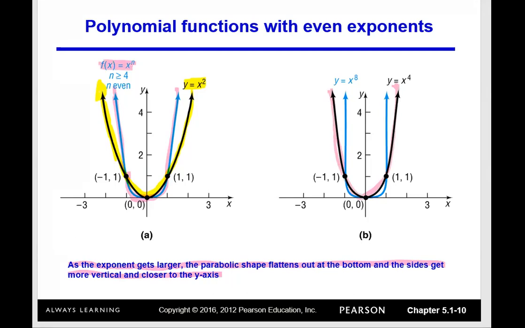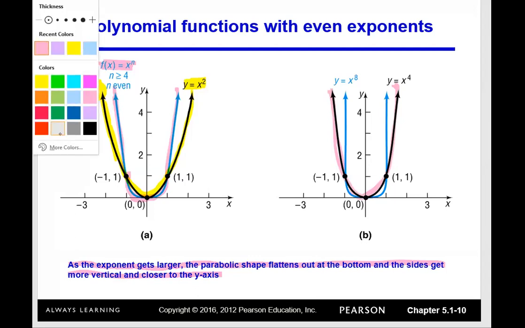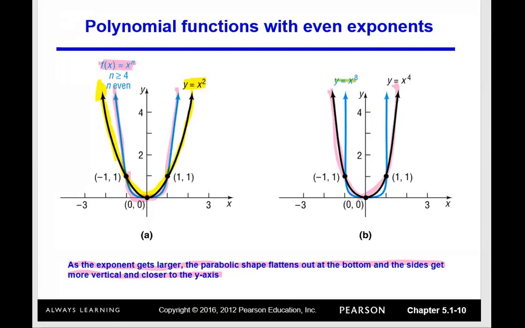And then they went even bigger, a larger exponent. They went y is equal to x to the 8th, and you can see it's getting even more bottomed out at the bottom, and the sides are getting closer and closer. So they kind of look like parabolas, but they're more bottomed out. The larger the exponent gets, it just kind of flattens out at the bottom and becomes much more vertical.